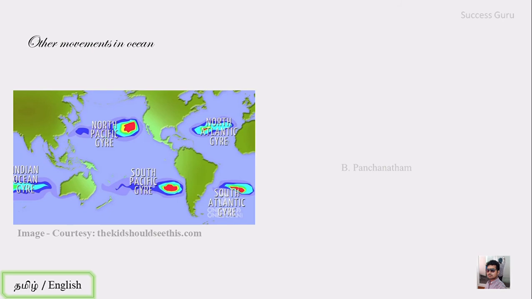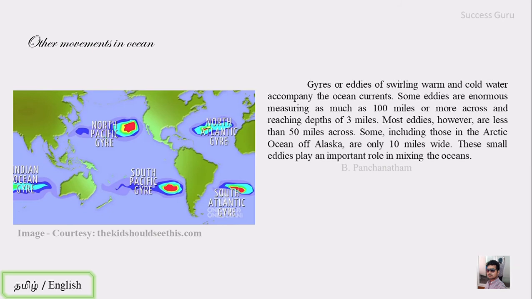And the other movement causes are the gyres. Gyres, also called eddies or swells, are warm and cold water accompanying the ocean current. Some eddies are enormous, up to 100 miles, and the depth may reach up to 3 miles, and a few other eddies range in size up to 50 miles, and there are also small eddies with a width of 10 miles. And this small eddy plays an important role in the mixing of the ocean.